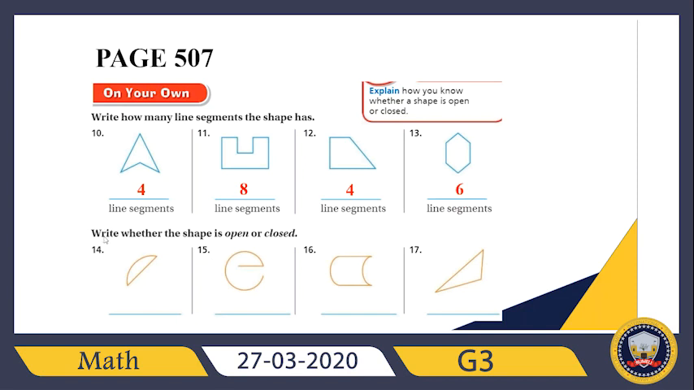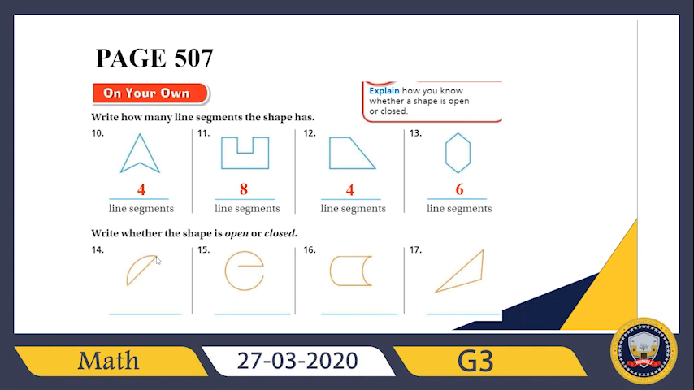It says write whether the shape is open or closed. How can I understand? Remember, if my start and end point are the same, in this situation the shape is an example of a closed shape. But if my start and end point are different from each other, in this situation it's an example of an open shape. Okay, let's decide my start point.